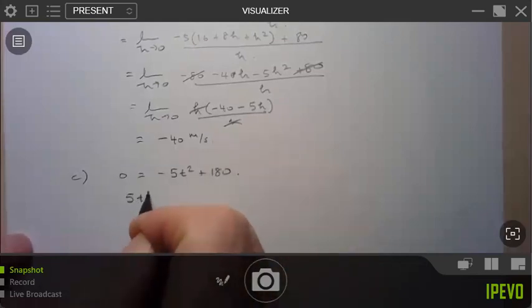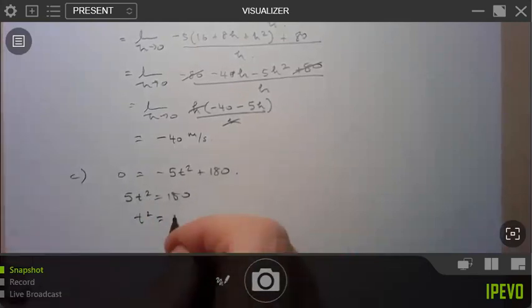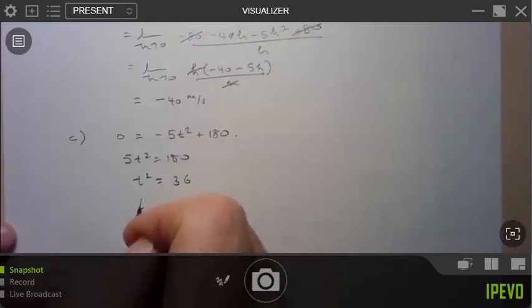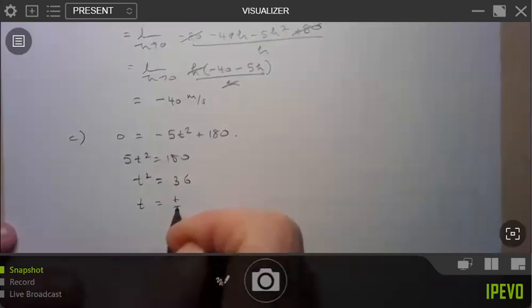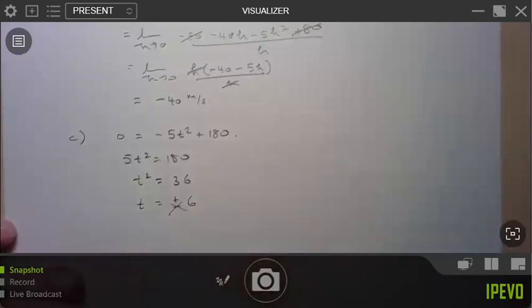So 5t squared equals 180. t squared is equal to, so that's going to be 36. And what am I left with? t is going to be equal to plus or minus 6. But since we know t has to be greater than or equal to 0, we're not interested in t equals negative 6.